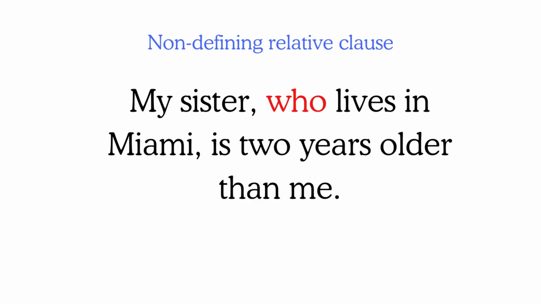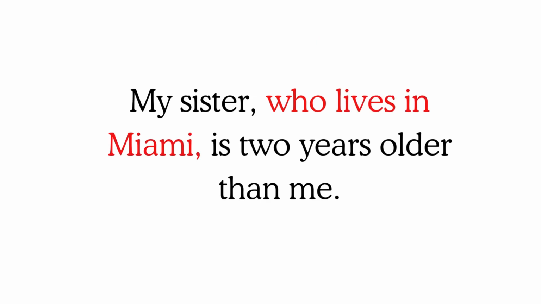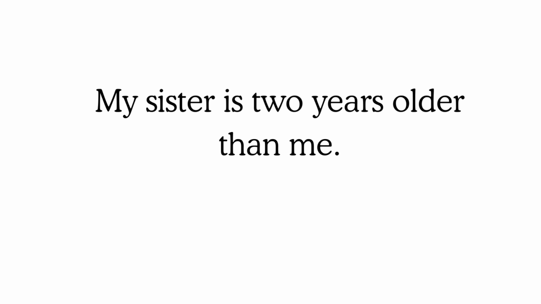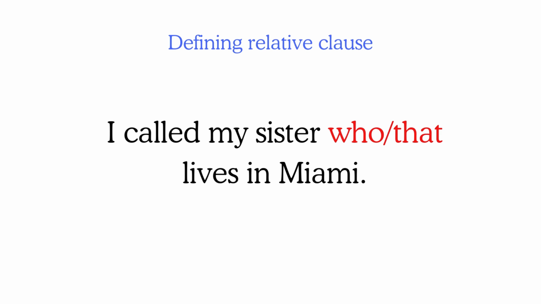My sister, who lives in Miami, is 2 years older than me. What if we took out the relative clause, who lives in Miami? Does the sentence still make sense? My sister is 2 years older than me. Yes, it makes perfect sense because the information about where she lives is not important.